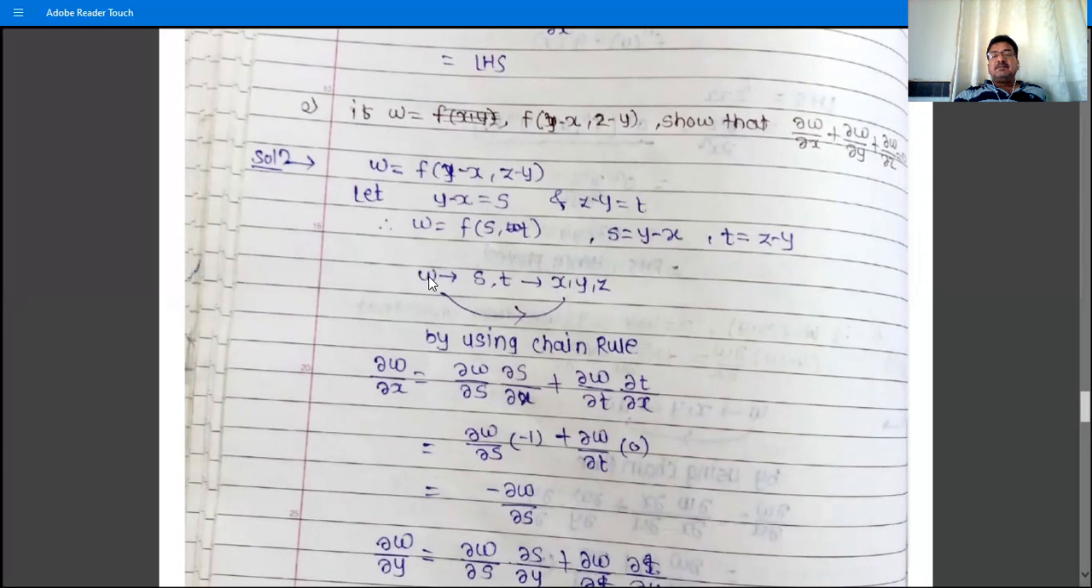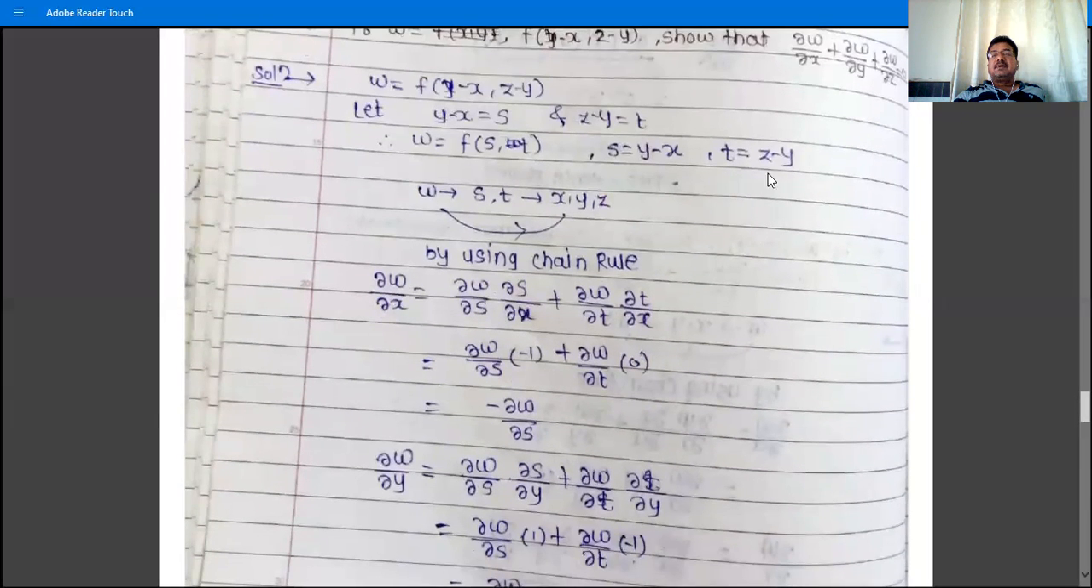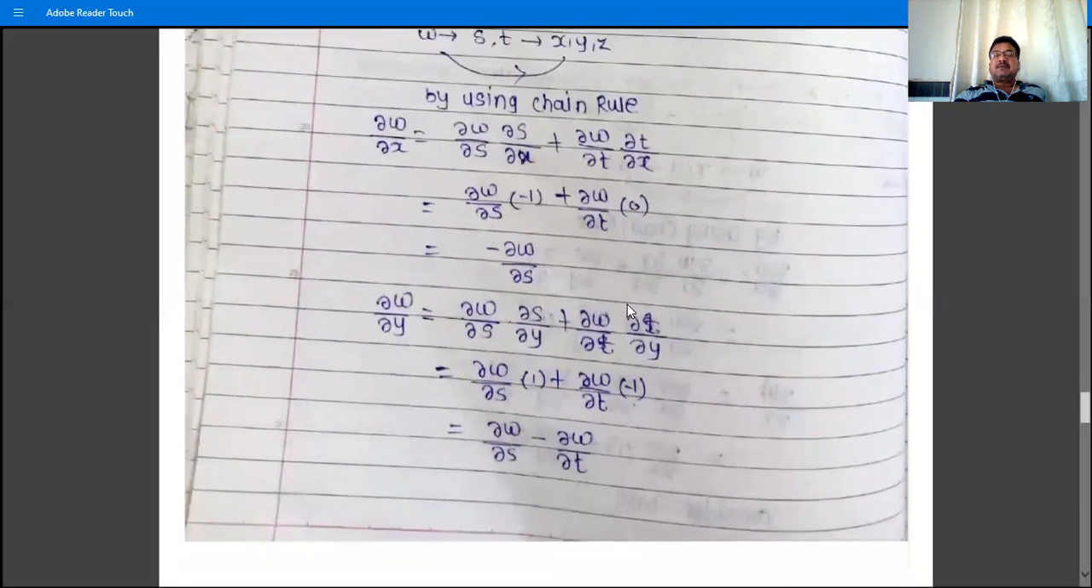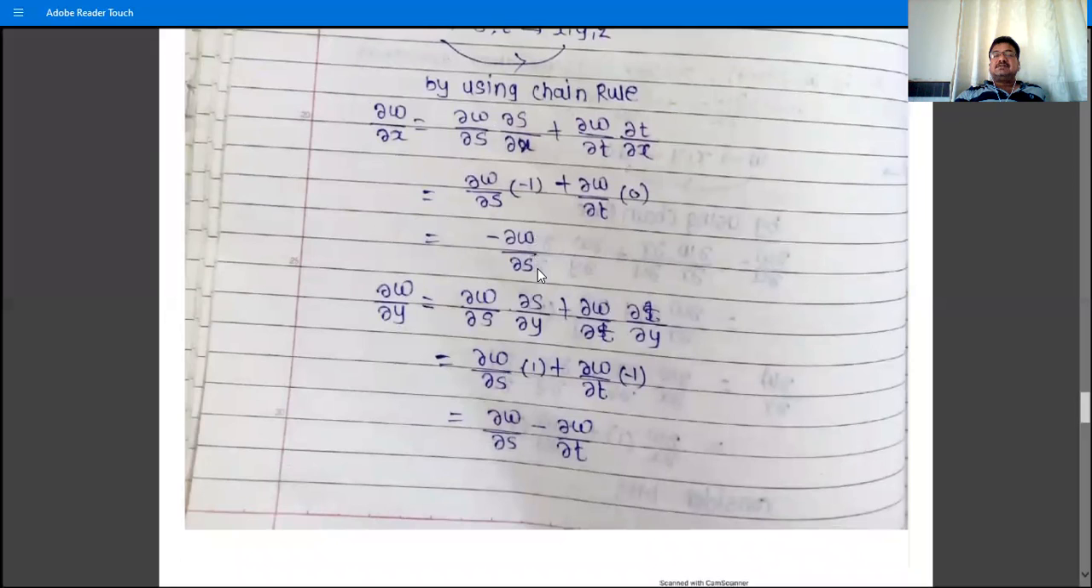Now, using the chain rule, we have ∂w/∂x, ∂w/∂y, and ∂w/∂z. First find that. So ∂w/∂x is ∂w/∂s times ∂s/∂x plus ∂w/∂t times ∂t/∂x. Then ∂s/∂x: the derivative with respect to x is minus 1. The derivative of t with respect to x is 0, because t is z minus y. And then we have minus ∂w/∂s.